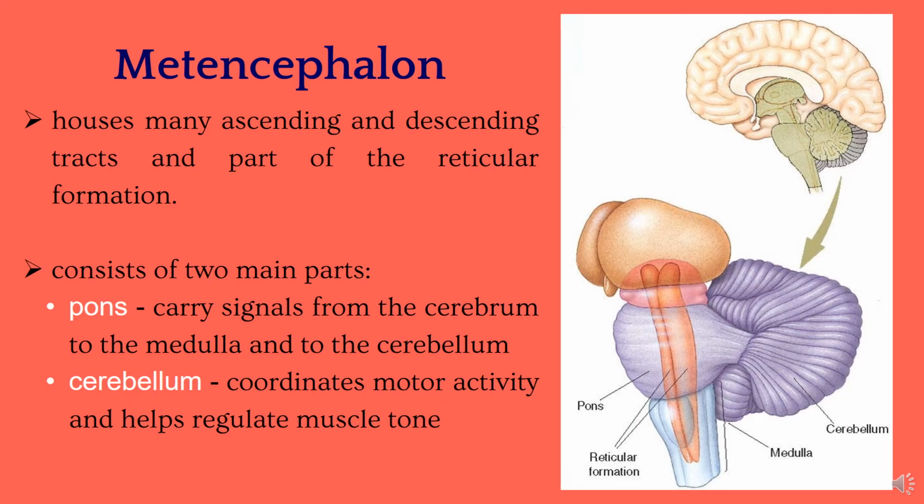The metencephalon, which houses many ascending and descending tracts and part of the reticular formation, consists of two main parts. The bulge on the brainstem's ventral surface is called the pons, which contains tracts that carry signals from the cerebrum to the medulla and to the cerebellum. The cerebellum coordinates motor activity and helps regulate muscle tone. It is a large convoluted structure on the brainstem's dorsal surface and an important sensory motor structure.